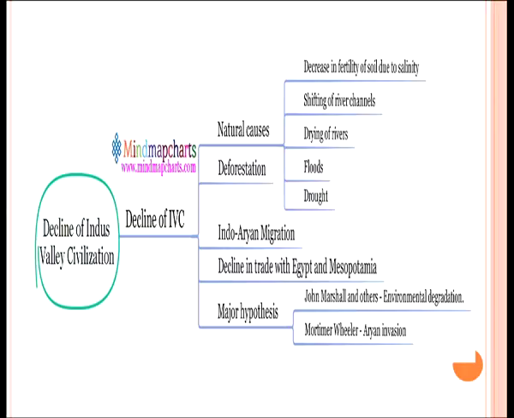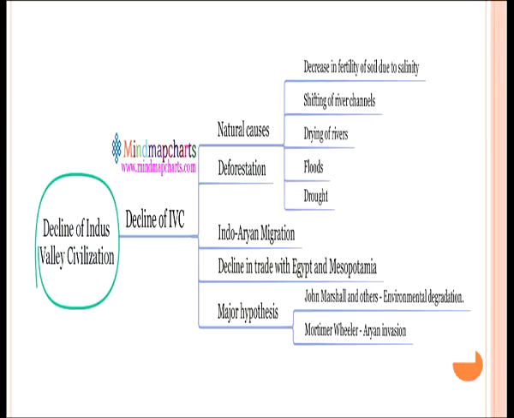In the next concept map, we can see the decline of Indus Valley civilization. What are the various factors that led to the decline of Indus Valley civilization? Now, there are a number of causes which are given from time to time. First are natural causes, then there is deforestation. Next, we have Indo-Aryan migration, then decline in trade with Egypt and Mesopotamian civilization, and then the major hypotheses. So, in natural causes there are a number of causes given.